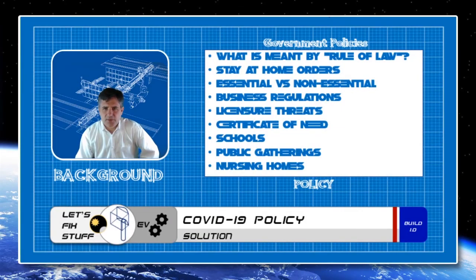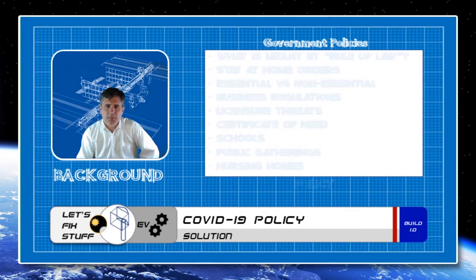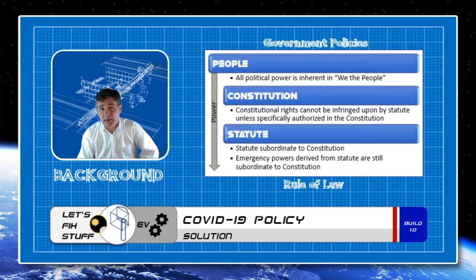Okay, time for a brief civics review. All right, in America, all political power is inherent in we the people. You see it in the preamble of the Constitution. You see it in our Michigan Constitution, Article 1, Section 1, that all political power is inherent in the people. So that's the top echelon of source of political power.